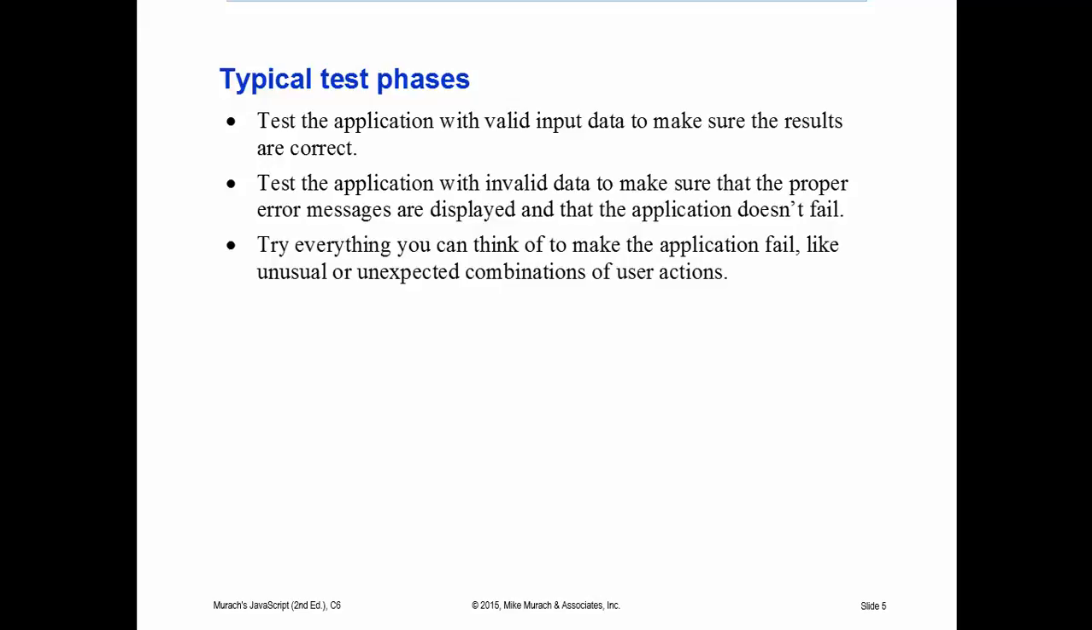After you do that, test it with invalid data, to make sure proper error messages are displayed and the app doesn't fail. So if you're not allowing negative numbers, put in a negative number and see if the program handles it correctly. If you've got maximum numbers that you're allowing for miles driven, miles per gallon, or whatever, go beyond that and see what happens.